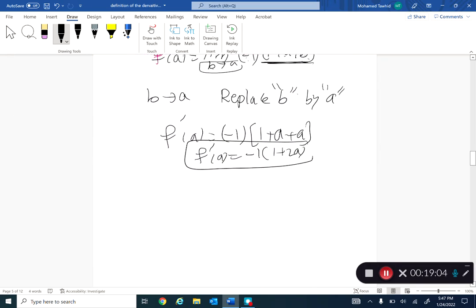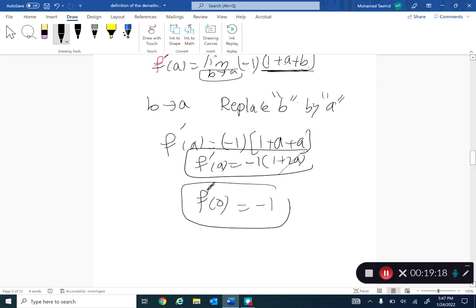What is the question? The question here asks you to find f prime of 0. So f prime of 0, just replace a by 0. And then if you replace a by 0, what do you get? You get negative 1, and that is also our derivative.